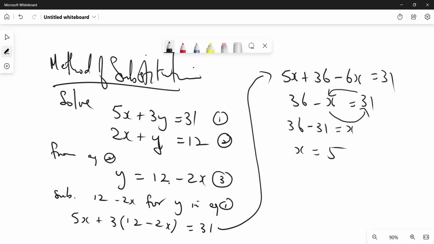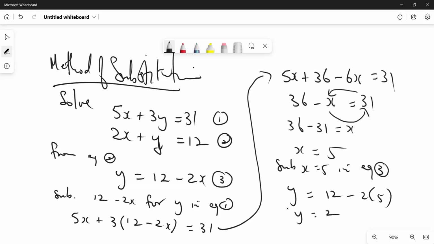Again now, since we find x, we can now get y because y is equal to 12 minus 2x. So substitute x equals 5 in, you can do it in any equation, but this is very simple, equation 3. In equation 3, and look at what we get. Y will be equal to 12 minus 2 times 5. Y is equal to 2. So our answers, x equals 5, y equals 2. Right? So that's what substitution is about.